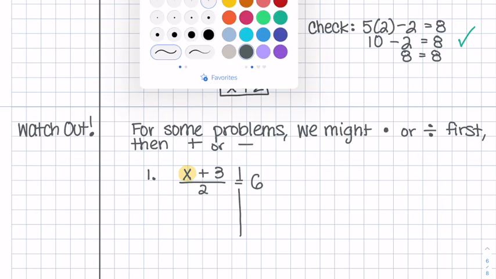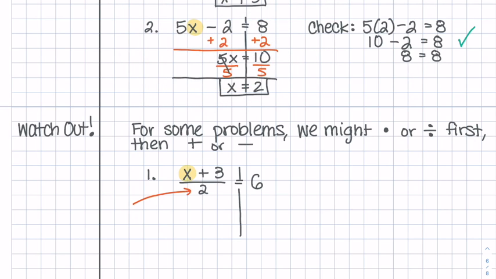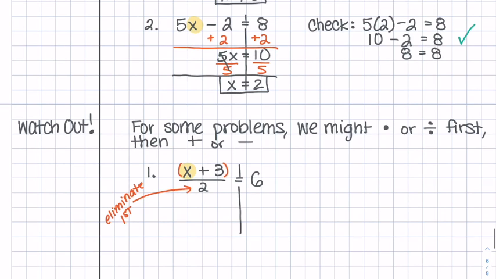But the first number we're going to get rid of is this 2. So we're going to eliminate that first. We're going to eliminate the 2 first, okay? And in order to do that, this whole problem means x plus 3 is being divided by 2. So if x plus 3 is being divided by 2, the opposite of dividing by 2 is multiplying by 2. So anything I do on one side, I have to do on the other side, okay? So when I do that, my 2's cancel out, so I'm left with x plus 3 equals 6 times 2, which is 12.